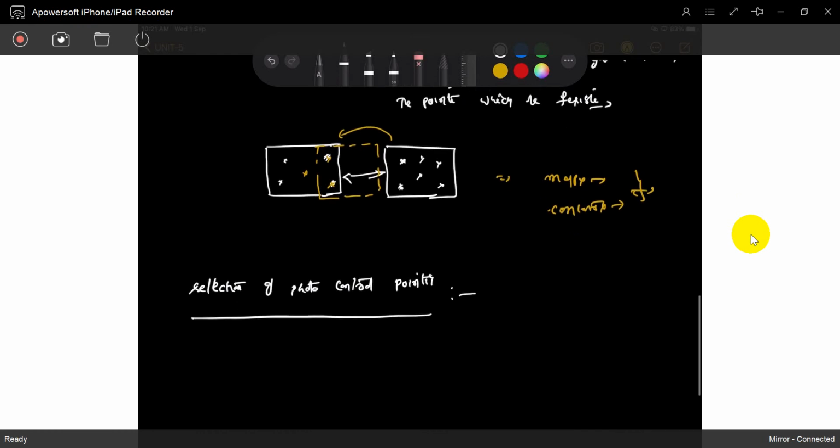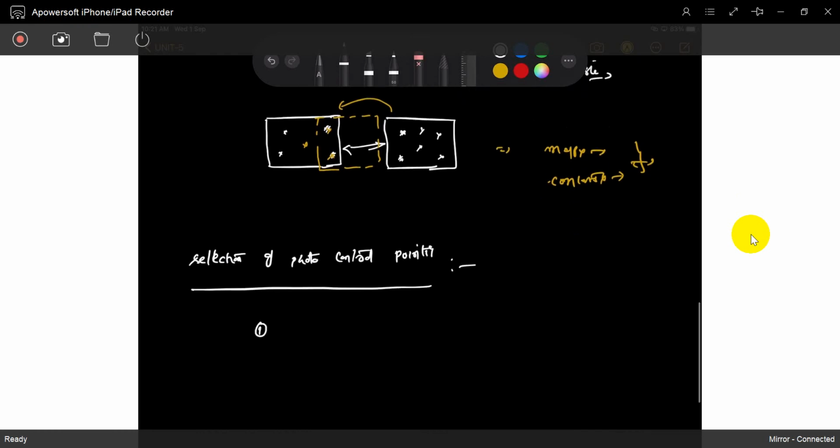Okay, selection of photo control points should be sharp. Sir, sharp means like knife? No, sharp means it's compulsory, it reflects exactly on the photograph. Maybe some points are dull, with very little height, and you can't recognize them in the photograph. Those points are not sharp.